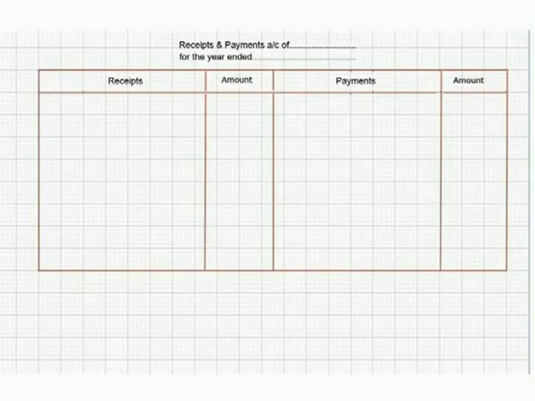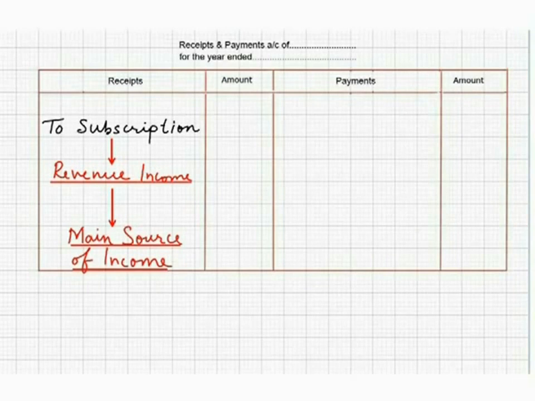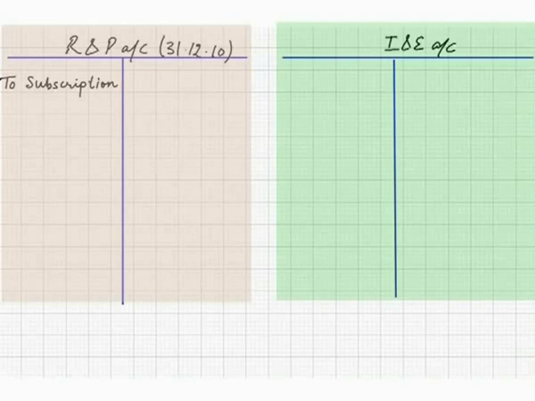Now we'll discuss subscription in detail. Subscription is always shown on the debit side of the receipts and payments account because this is income, revenue income and a revenue receipt. This is the main source of income for any NPO. Generally, this subscription is paid by the members of the organization, or it may be paid by some government or business house.